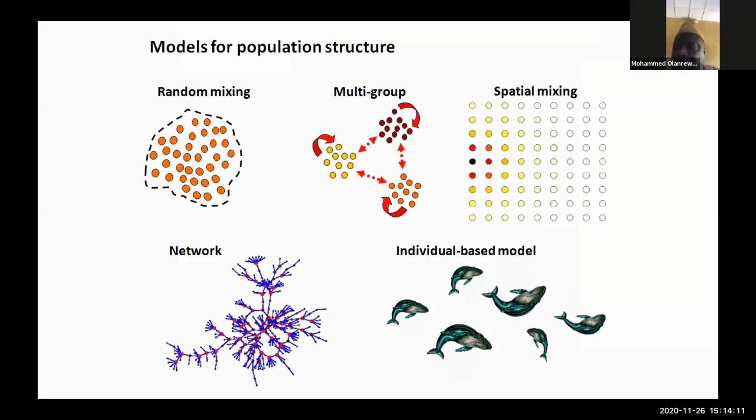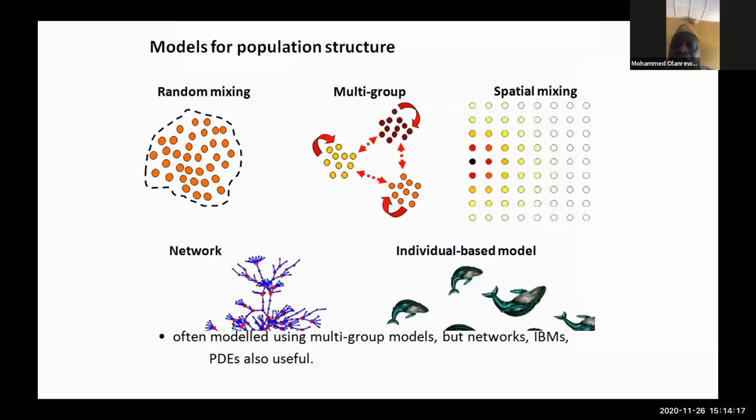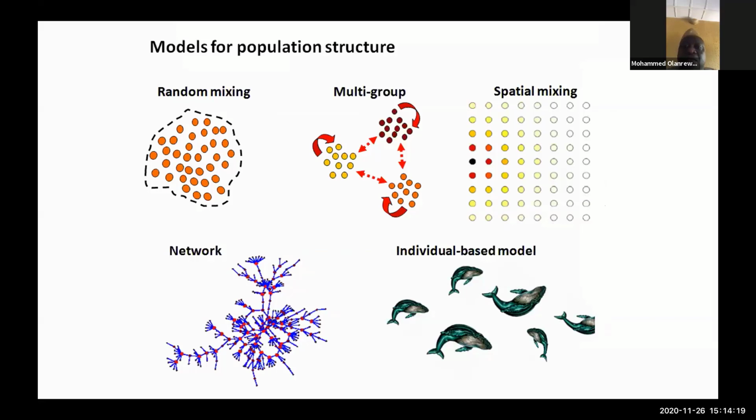Today's topic is just in continuation of that of Tuesday. And if you look at it, we have models for population structure. We have what we call random mixing, people coming at random. We have what we call multiple group. And then we have what we call the spatial mixing, the network individualized based model.